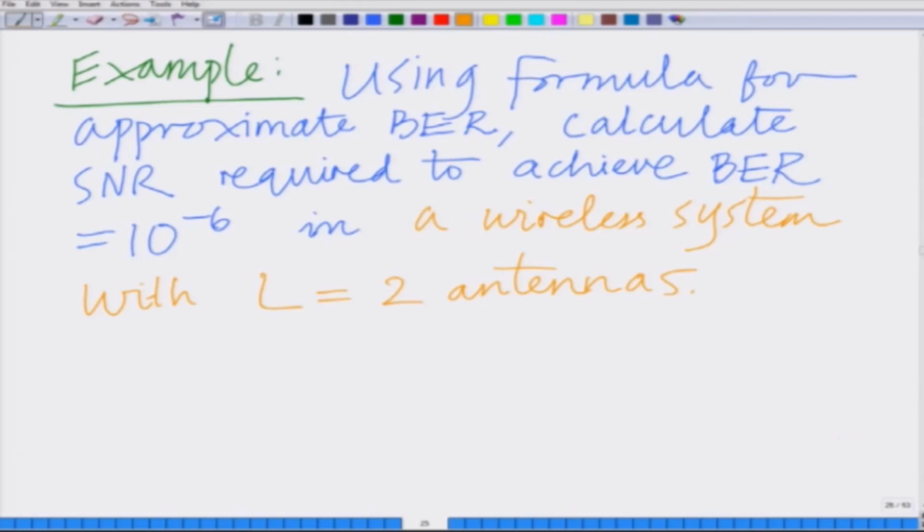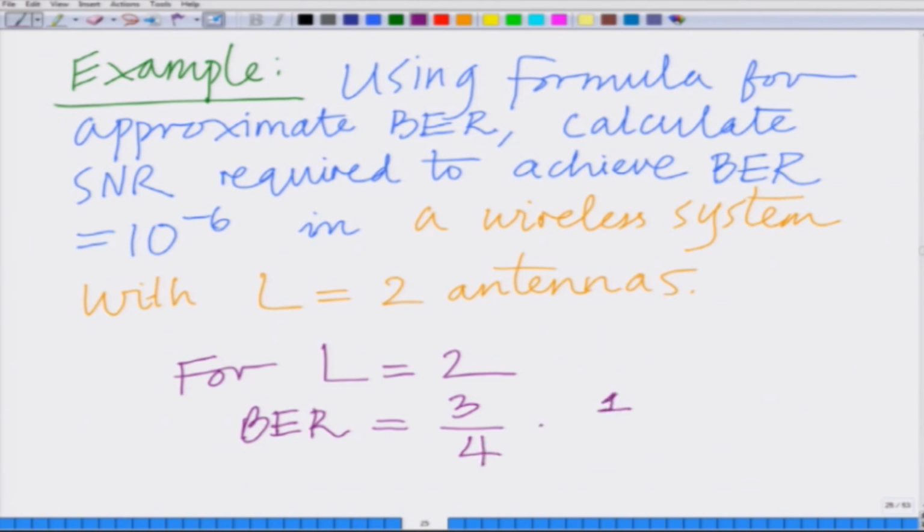For L equal to 2, our bit error rate equals 3 by 4 times 1 by SNR square. That is, for L equal to 2 antennas the bit error rate is 3 by 4 times 1 over SNR square. This is the approximate expression for the bit error rate.